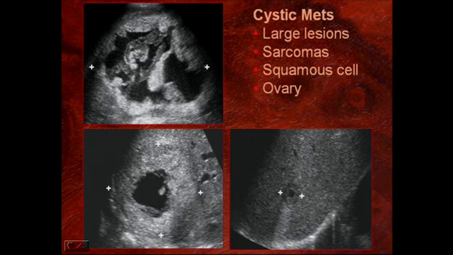Cystic metastases also occur. They can occur because the lesion is large and outgrows its blood supply. Sarcomas are notoriously cystic, as are squamous cell cancers, and ovarian cancer can also produce complex cystic lesions. And you can see a variety of appearances here, all of which are complex lesions that were metastases.